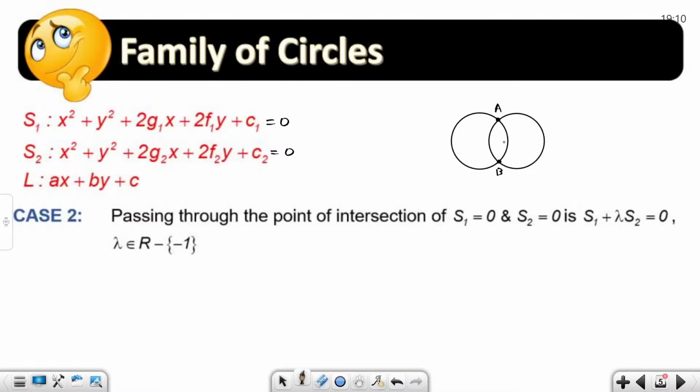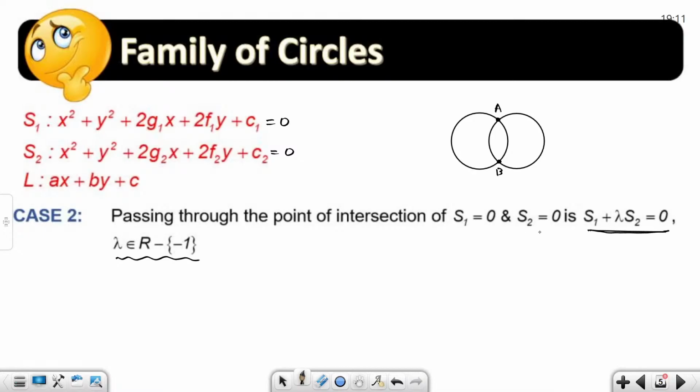Okay. Now all the circles which are passing through these 2 points are the family of circles of these given two circles. Are you getting my point? All the circles which are passing through the point of intersection of these two circles are the family of circles whose equation is given by S1 plus lambda S2 equals to 0. Is it clear? All the circles which are passing through A and B is given by S1 plus lambda S2 equals to 0. But remember one thing, here your lambda will take any real value except -1.